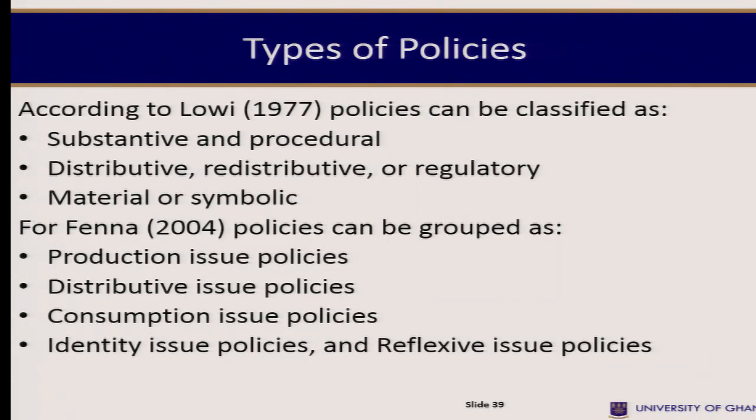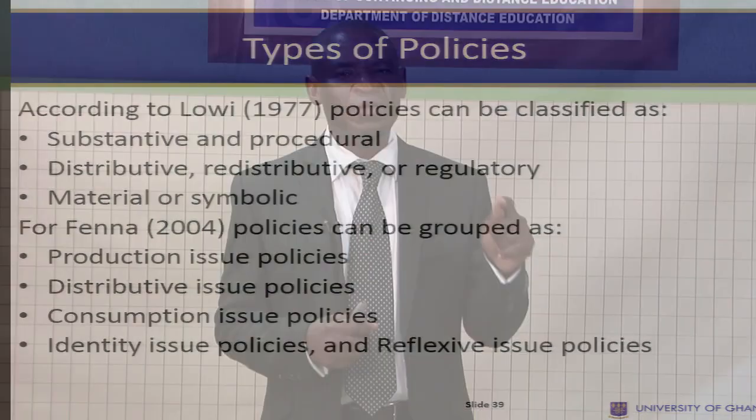Now, productive issue policies have to do with the means of producing any good or service. Distributive issues have to do with how we share the cake after producing it. Then consumption issues have to do with what goods are good for us to consume and in what quantities, what goods are not good for us to consume, and what steps we are taking to make sure that those goods that are not good for us, we don't really consume them.